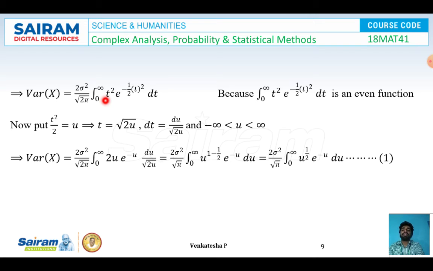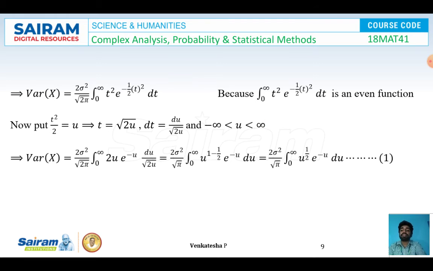This is because of this complete function, t square e power minus 1 by 2 t square is an even function. So it will become two times the integral 0 to infinity. Now I can cancel the terms by replacing t square by 2 equal to some variable called u. So I'm converting t in terms of the u variable. We have to find the value of dt also. So I got t is equal to square root of 2u, dt will be equal to du divided by square root of 2u, with the range of u being minus infinity less than u less than plus infinity.